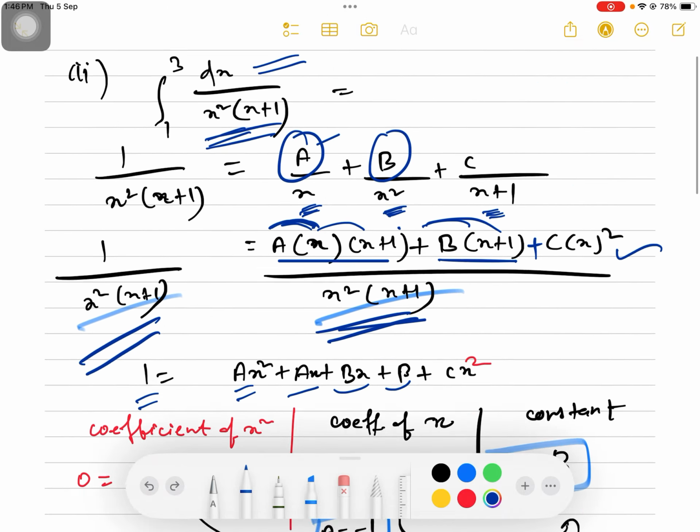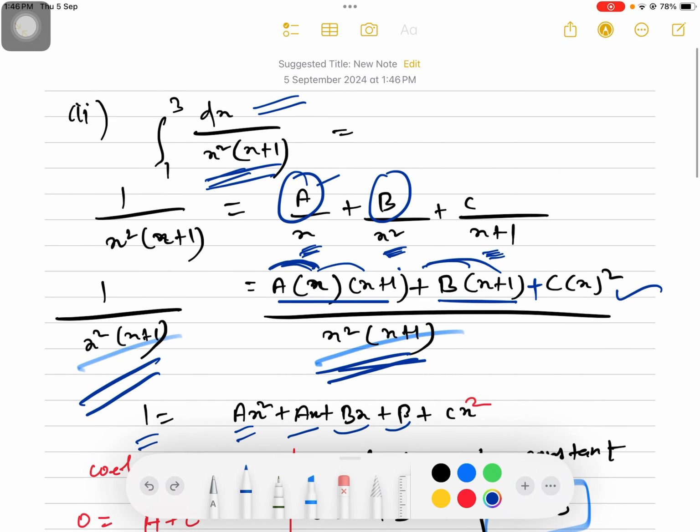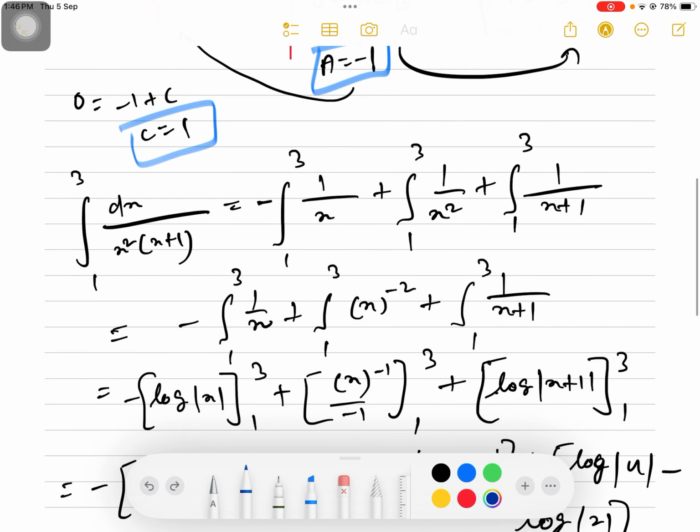Now these values we have to substitute in the question. What did we suppose? We supposed the question equals a by x plus b by x square plus c by x plus 1. So in that we have to substitute. So dx by x square into x plus 1, we can write a by x only.